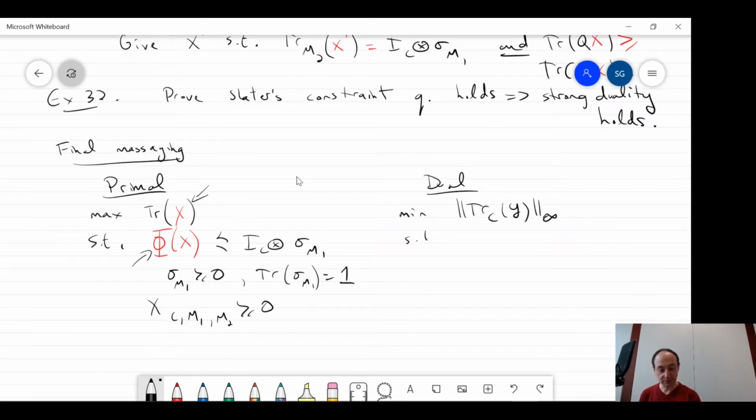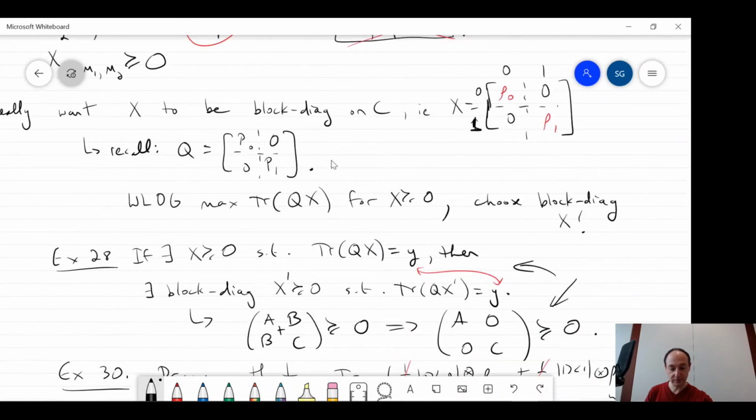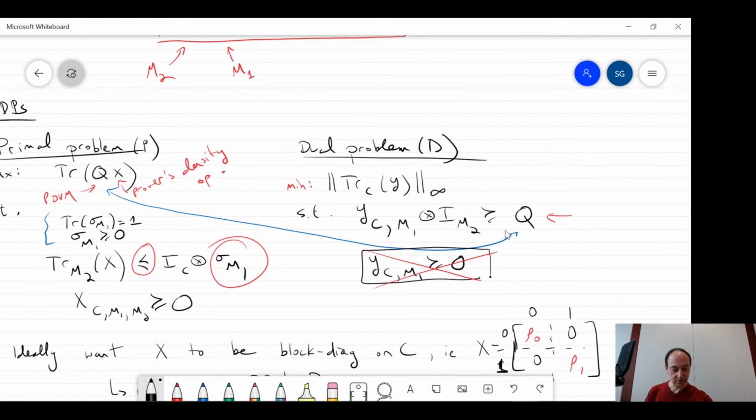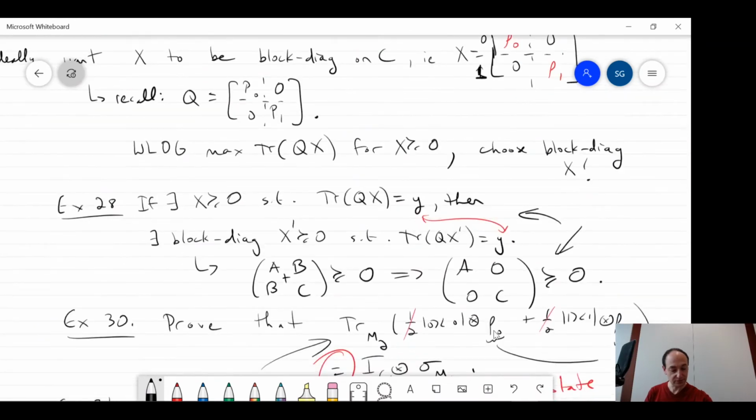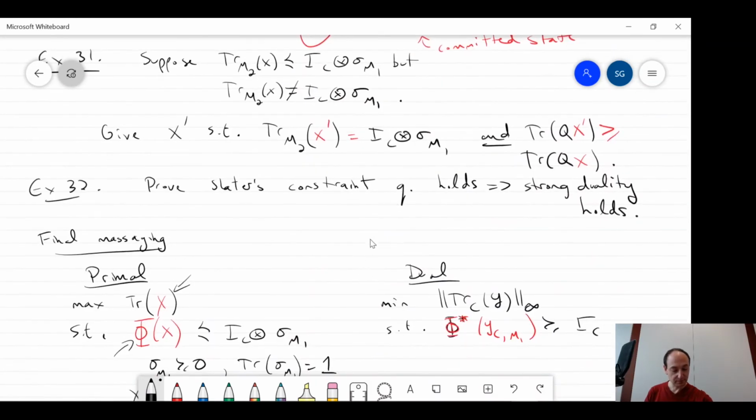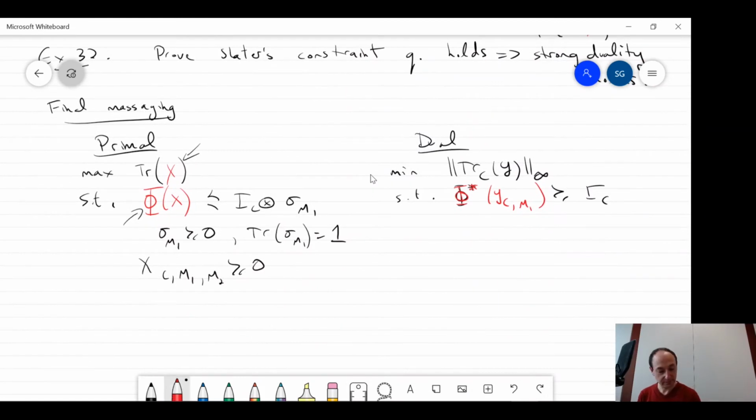Okay, subject to phi star. Sorry, this should be in red, of course. I think that should be the same as before. Wait, let me double check. What did that look like before? The dual. Yes. More or less the whole thing is new. Okay, so let me write the whole thing in red. Okay, M1, M2.